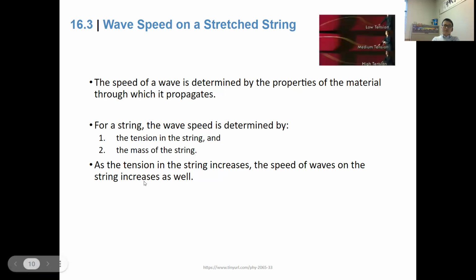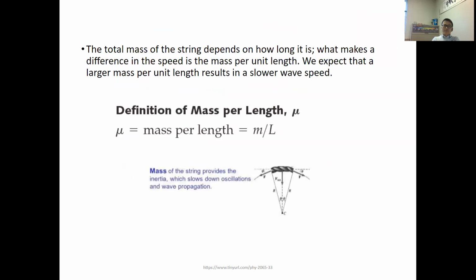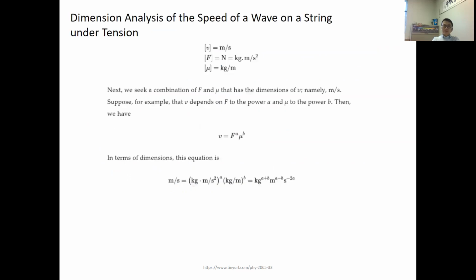As the tension in the string increases, the speed of the wave actually increases as well, okay? For the dimension of the mass per unit length, we take mass divided by L to give you mu, the mass per length, which is the mass density. So the speed v is a function of two factors, tension and mass per length. Let's take a look at the dimensions and the units here.